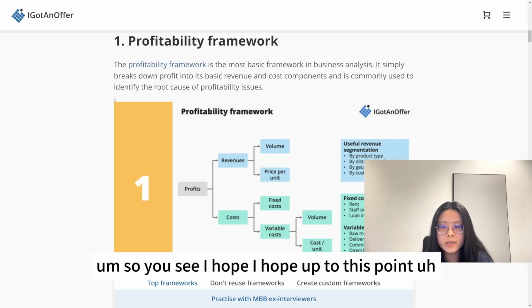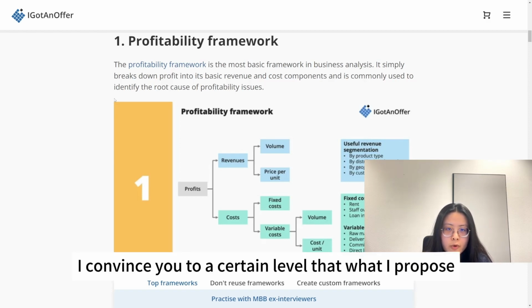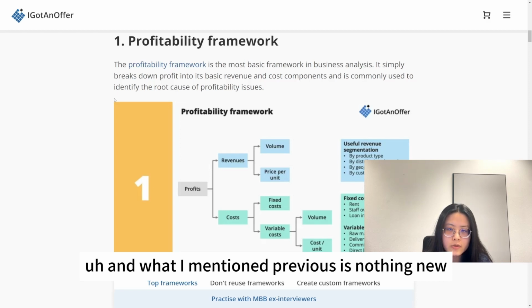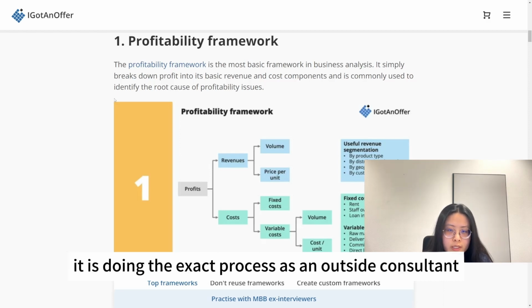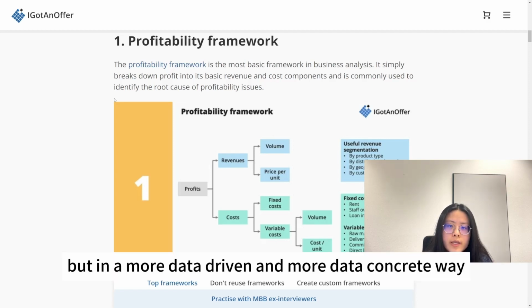So you see, I hope up to this point I have convinced you to a certain level that what I proposed and what I mentioned previously is nothing new. It is doing the exact process of an outside consultant, but in a more data-driven and more data-concrete way.